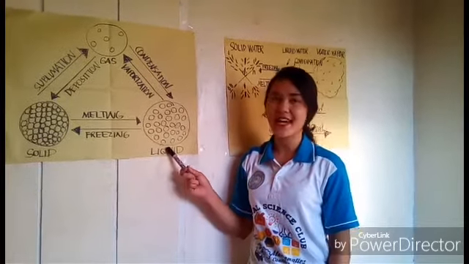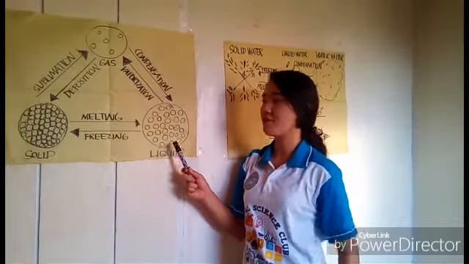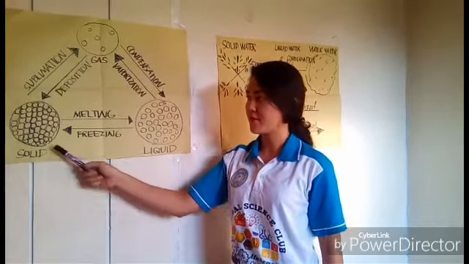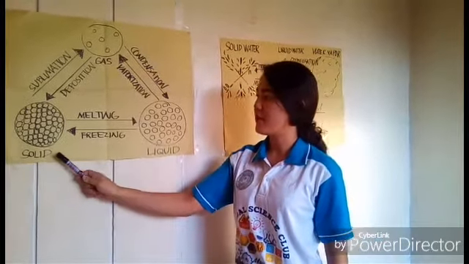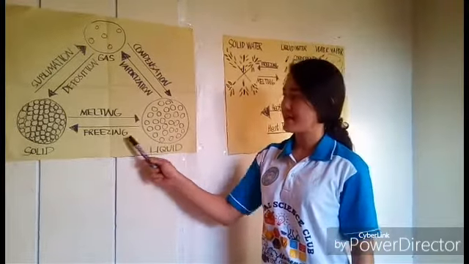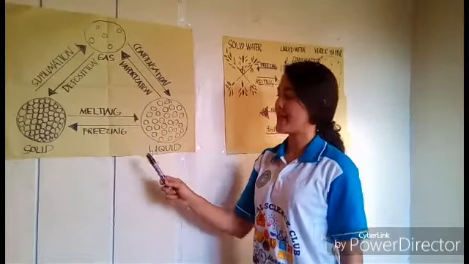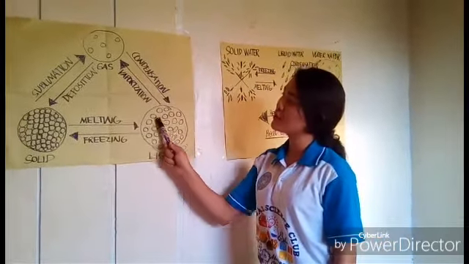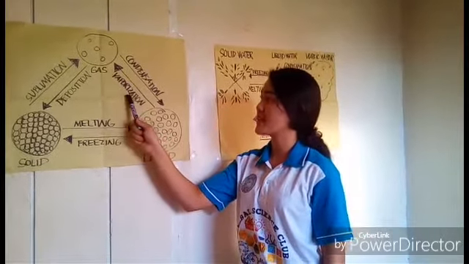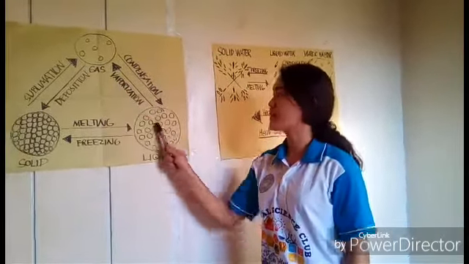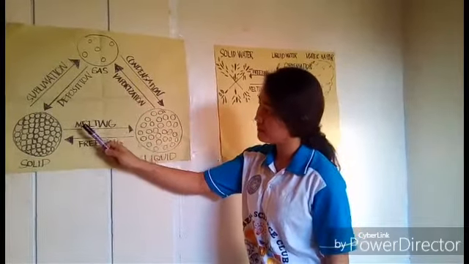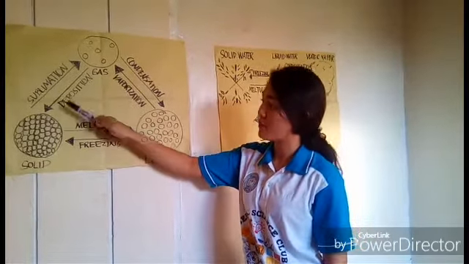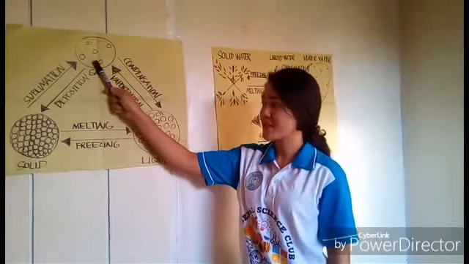So here we have a diagram of the phase change of water. Phase change is also reversible. From solid to liquid, we call that melting. From liquid to solid, we have freezing. From liquid to gas is vaporization, and from gas to liquid is condensation. From gas to solid, we call it deposition, and from solid to gas is sublimation.